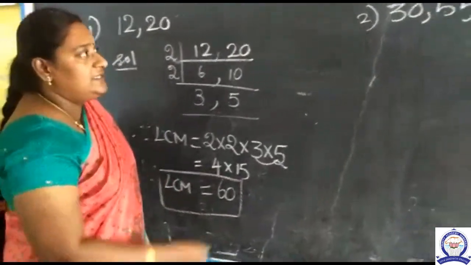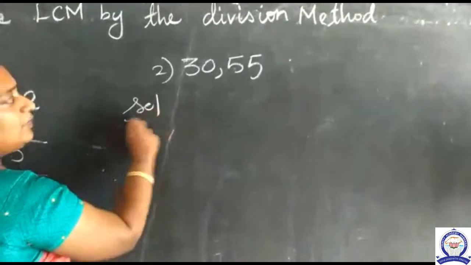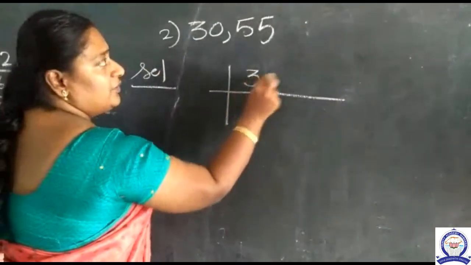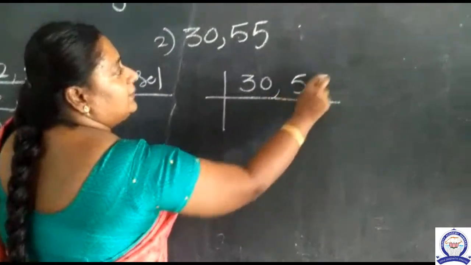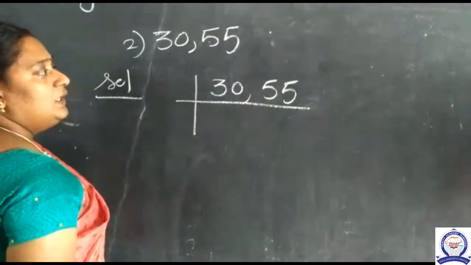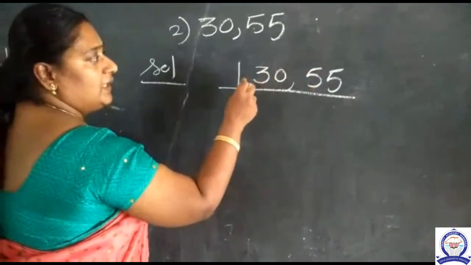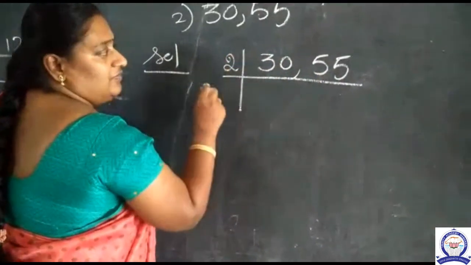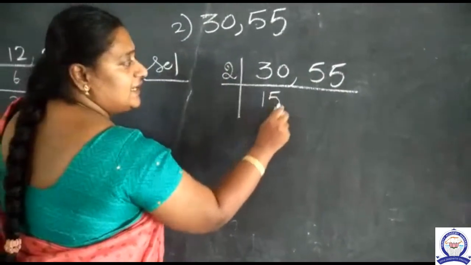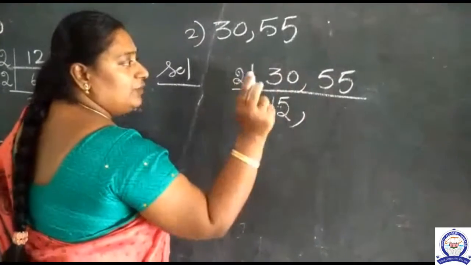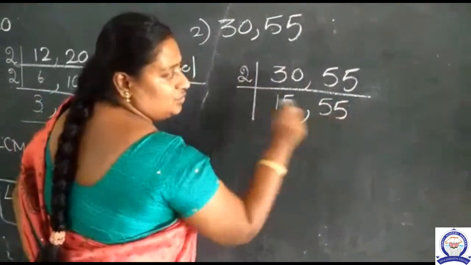Okay children. Next see the second sum. 30, 55. So how should we set up the division method? Like this. We put both numbers together. 30, 55. Now listen. 30 is the even number. 55 is the odd number. So you start with 2 table first. 2 15s are 30. Comma, 55 won't come in the 2 table, so keep 55 as it is.